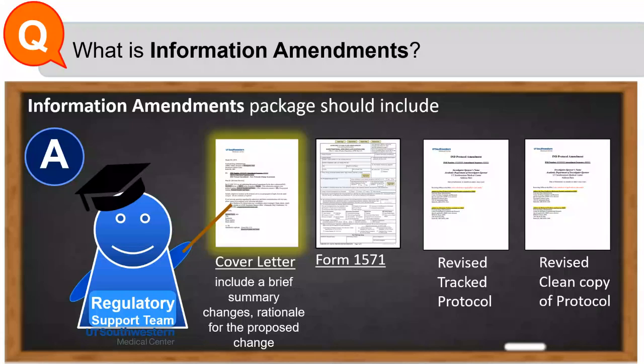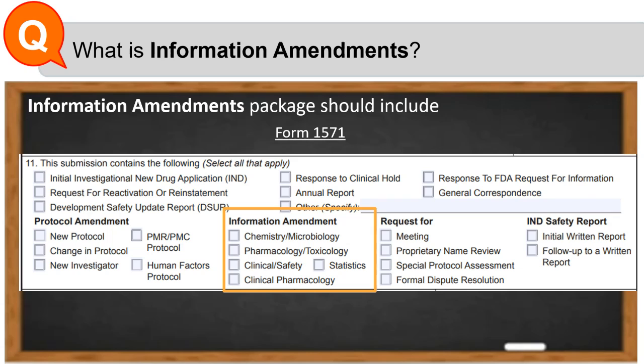Information amendment package should include cover letter. Again, sponsor should clearly state the purpose of the amendment and request for FDA comment if the sponsor desires FDA to comment on an information amendment. Form 1571, revised track protocol, and clean copy of the protocol. Sponsor should summarize and present data in a format appropriate for scientific review. In Form 1571, you would select the applicable checkboxes under Information Amendment section as seen here while including this form in your submission package.